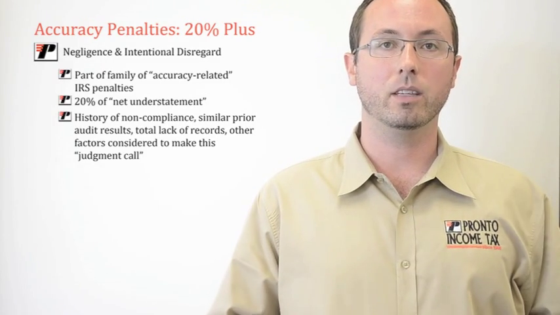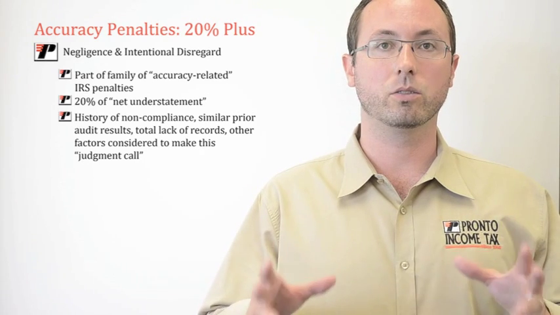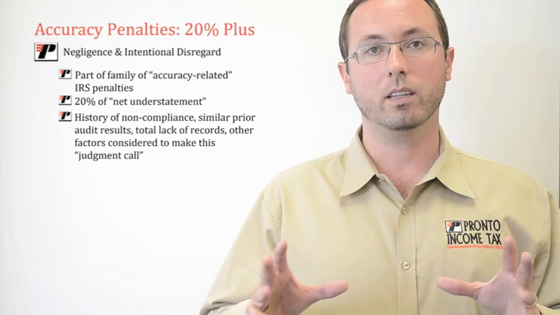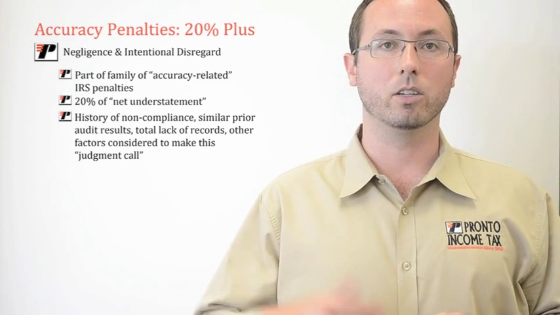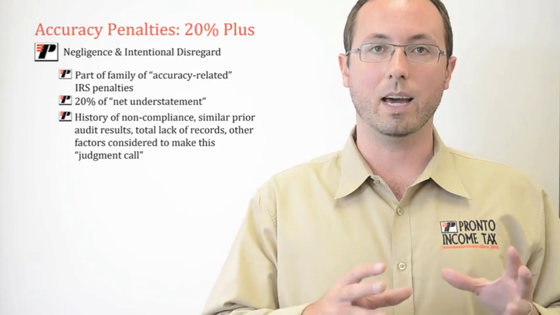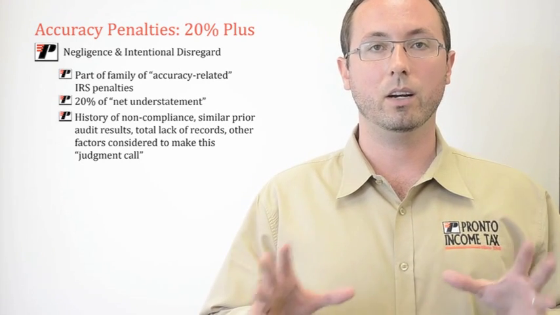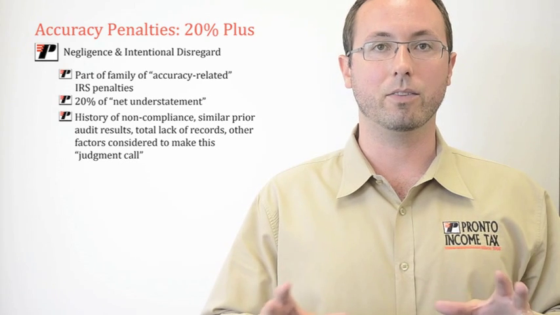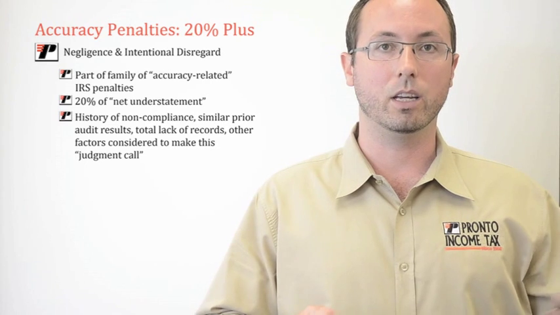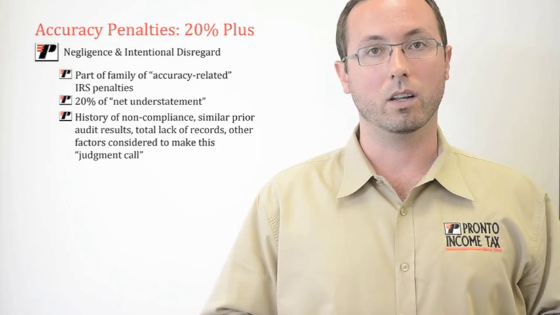A third penalty that can be charged is the intentional disregard and negligence penalty. This basically is reserved for taxpayers that are judged by the IRS to really have taken no efforts to comply with the system. There are varying factors that are used to make that judgment call that the taxpayer is negligent or has intentionally disregarded the IRS rules.